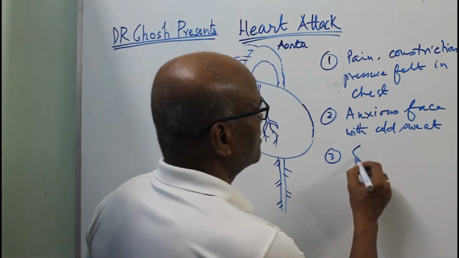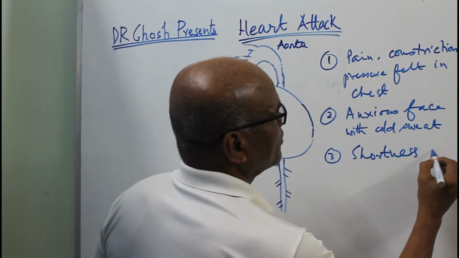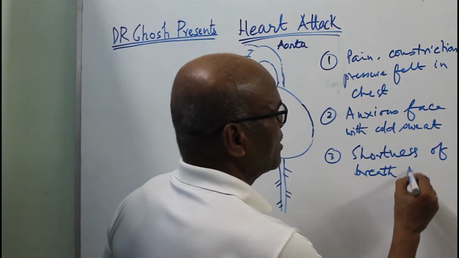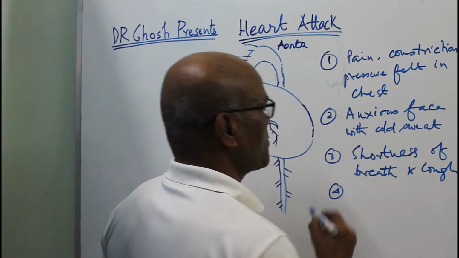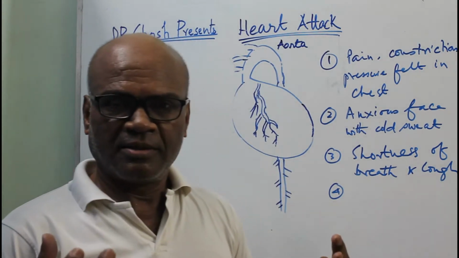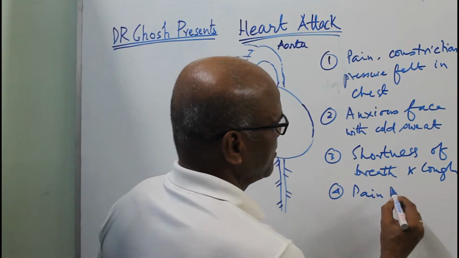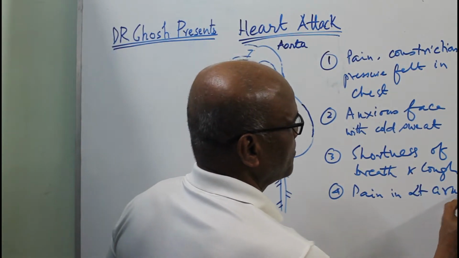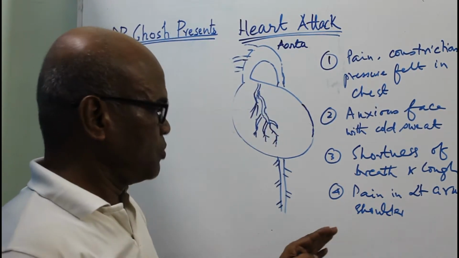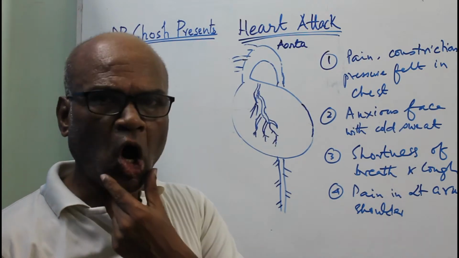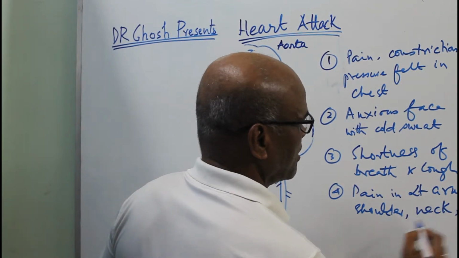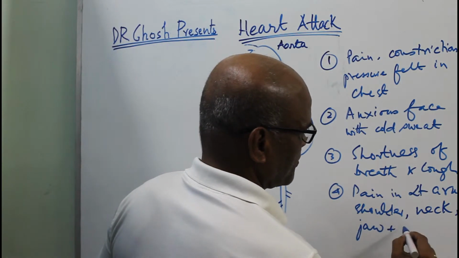Shortness of breath, cough. Then comes pain: pain in the left arm, shoulder, neck, jaw, back. Sudden pain appears here.